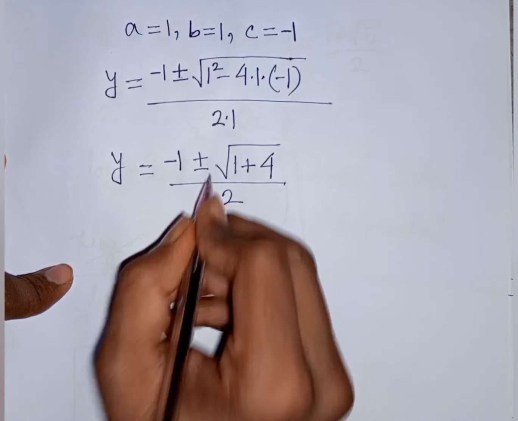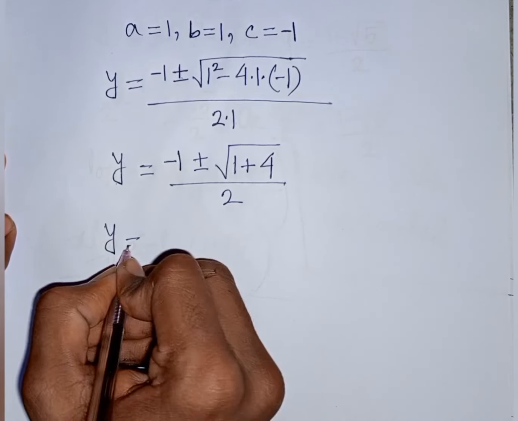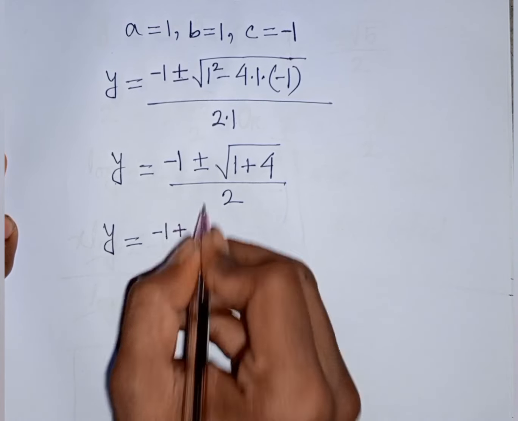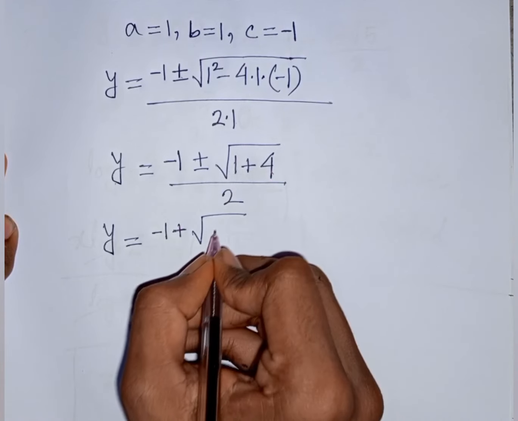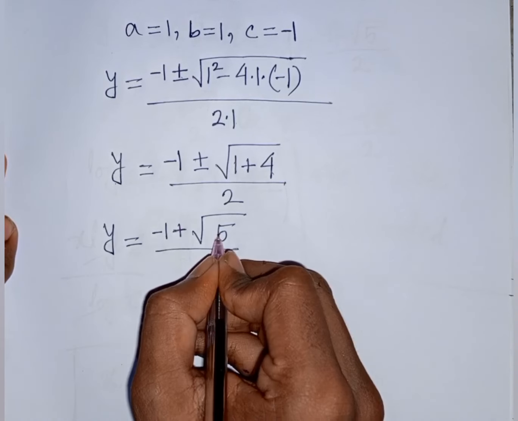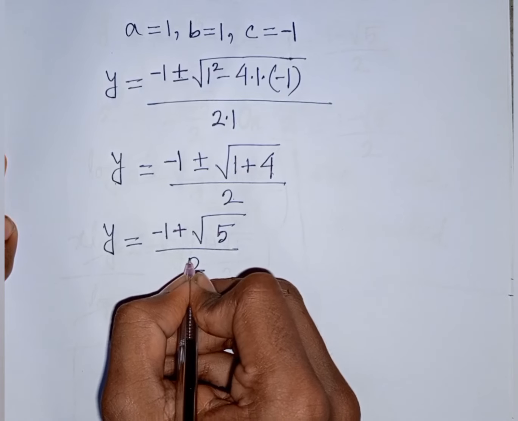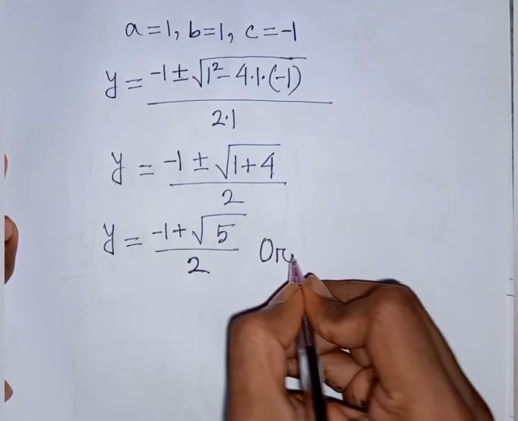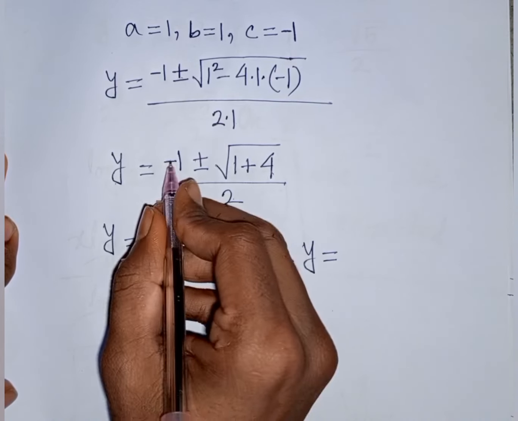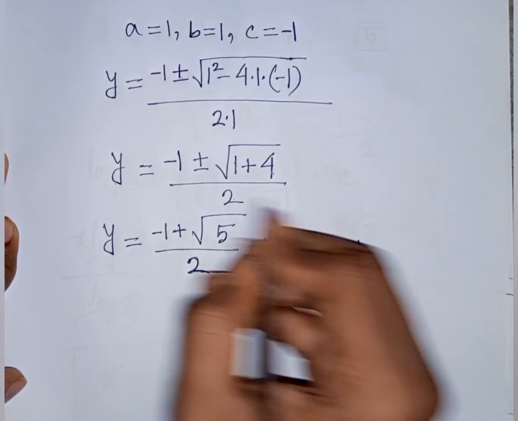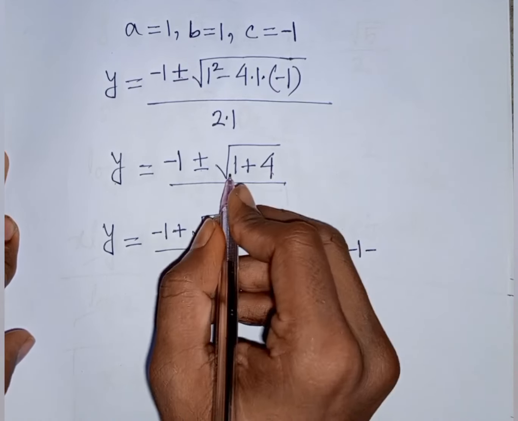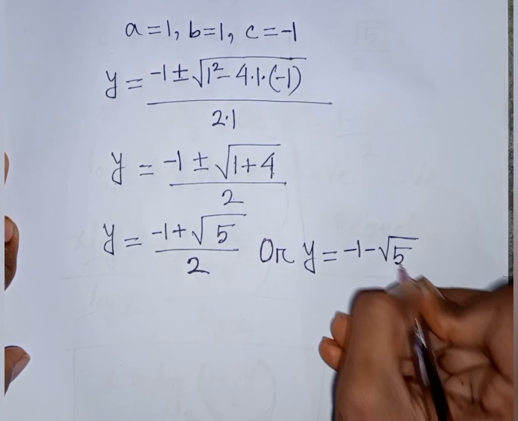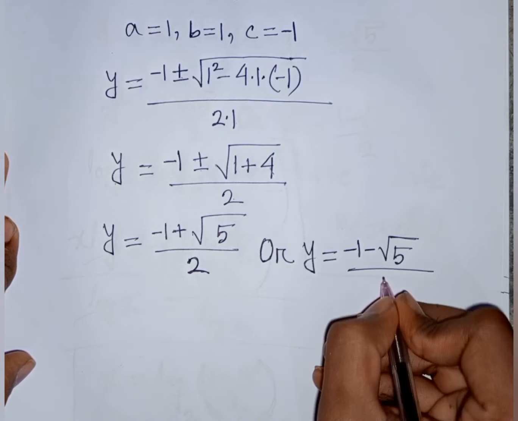Now we see here two cases, so you can write here y is equal to minus 1 plus square root of 1 plus 4, that means it will be 5, then divided by 2. Or y is equal to minus 1 minus square root of 1 plus 4, that means it will be 5, then divided by 2.